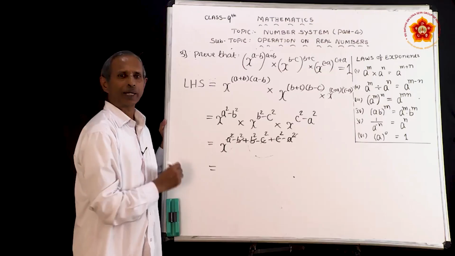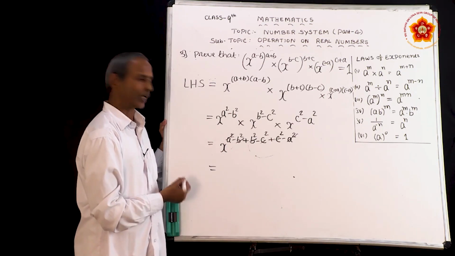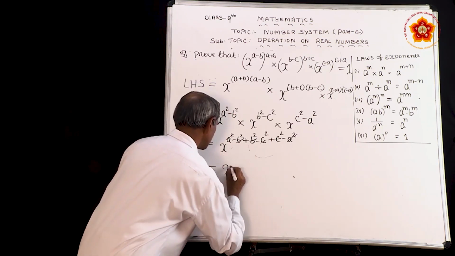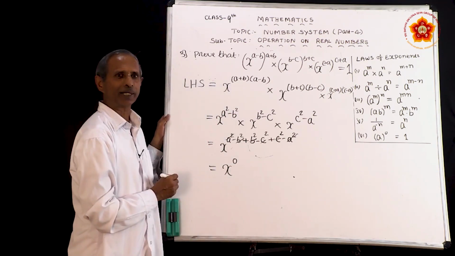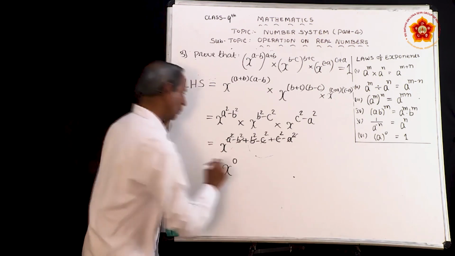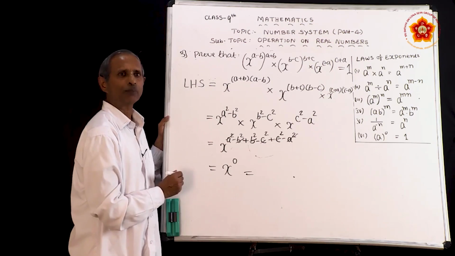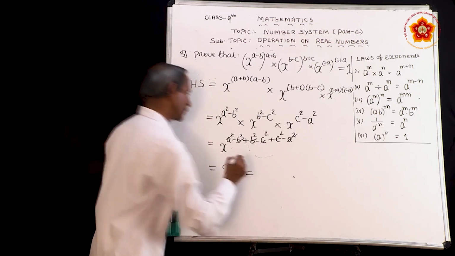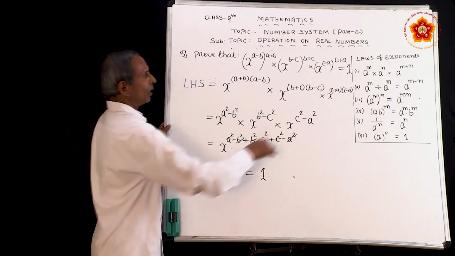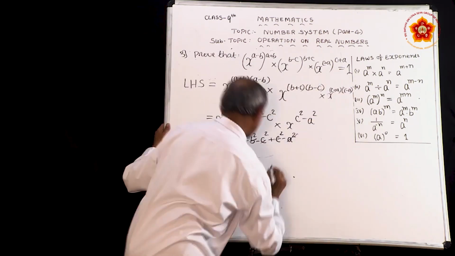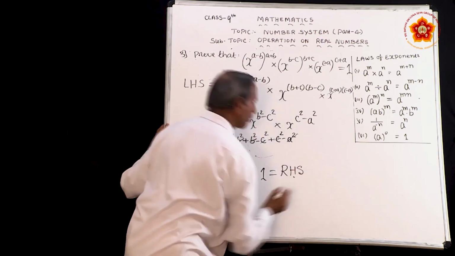When all the indices are cut off, nothing will be remaining, so you can write it as x to the power of 0. All the powers get cancelled, therefore you can write it as x to the power of 0. Now whenever the power is 0 for any base, the value becomes 1, as you already know, therefore the value is 1. That was the answer to be proved, therefore that is also equal to the RHS. This is the solution for this problem.